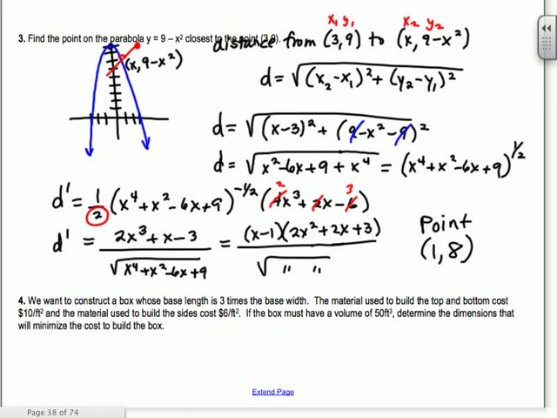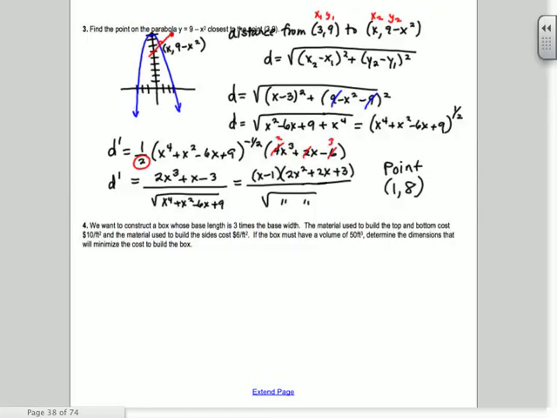All right, so number 4. So we want to construct a box whose base length is 3 times the base width. Okay, when you hear that, which one do you think is going to be your variable, length or width? Length or width? Width, right? Does that make sense? Because if it was length, you'd have to do like 1/3 length.